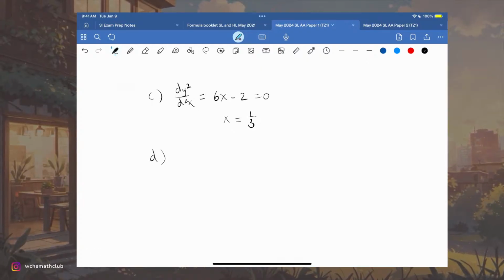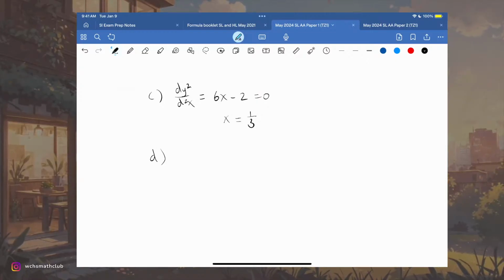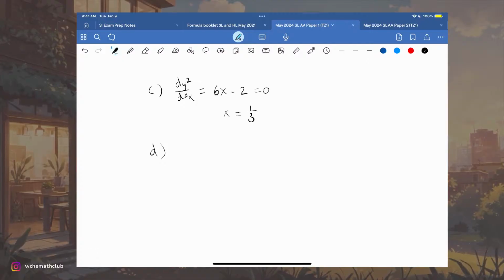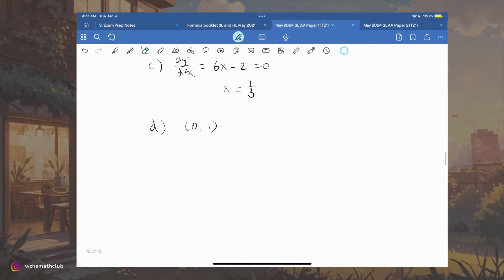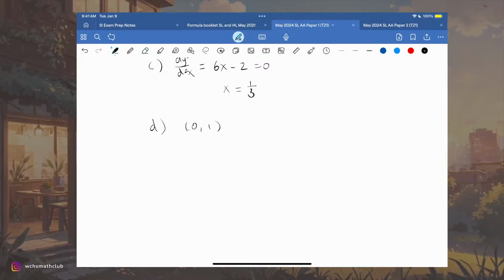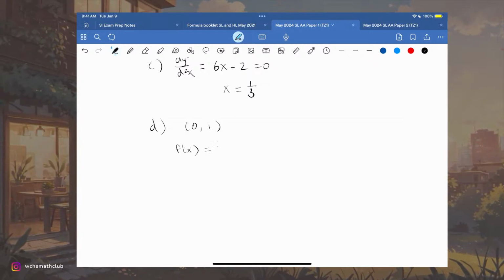Alright, part D. So the line L is normal to the curve at the point 0, 1, and it asks you to find the equation of L. So the normal line passes through 0, 1. So we'll just have the point here. Write it down here so it's easier for us. So we know that the first derivative gives the slope at any point x, and from part A we know that it equals 3x squared minus 2x minus 1.